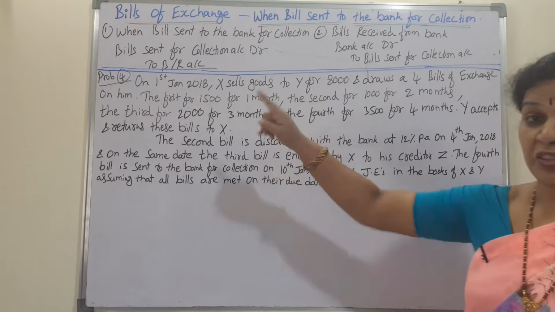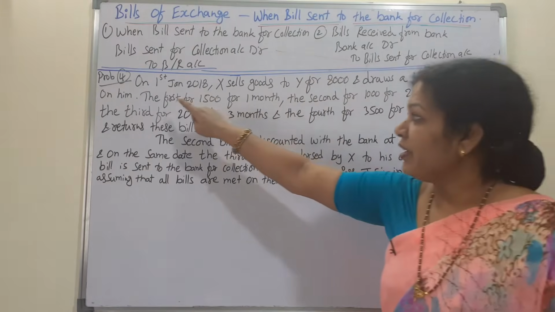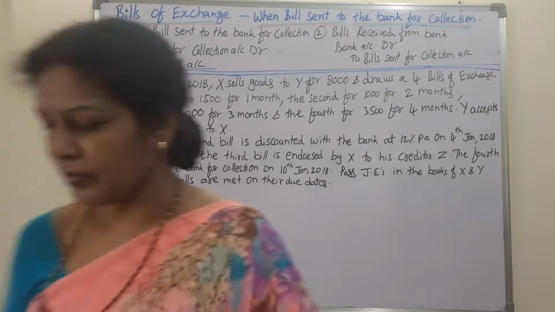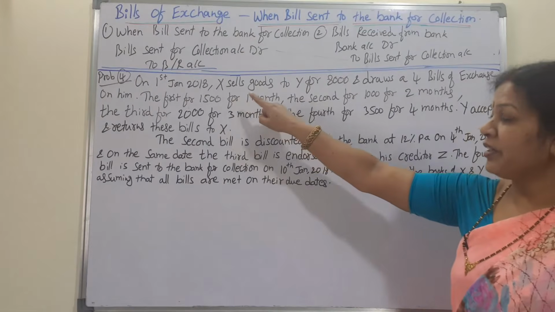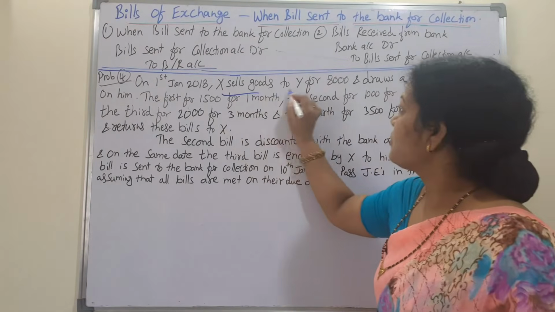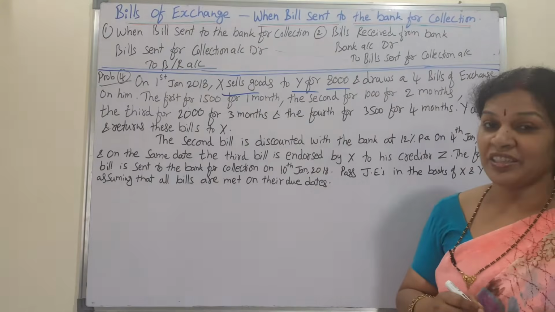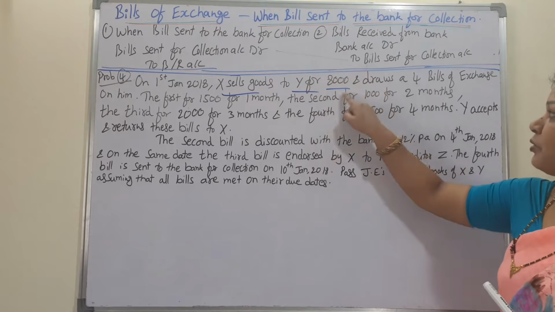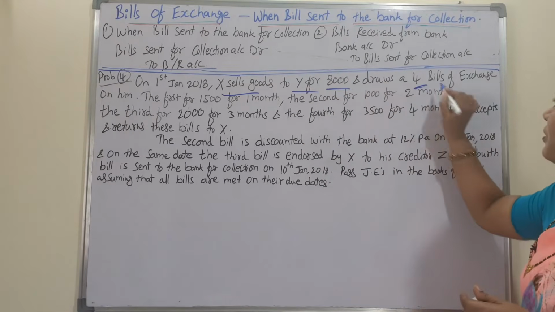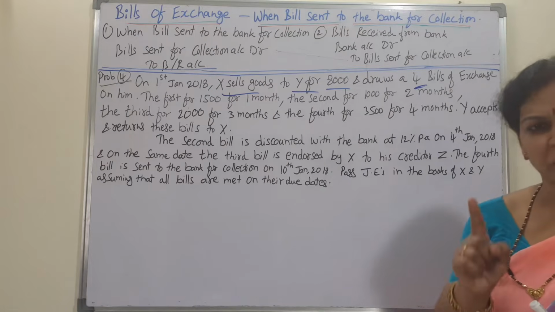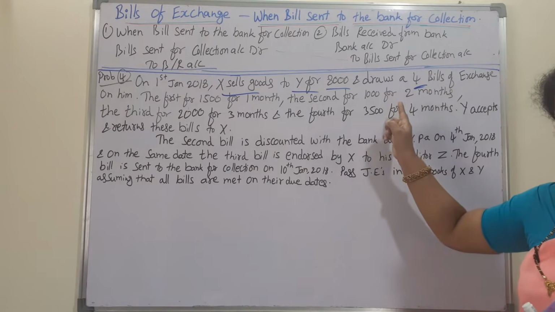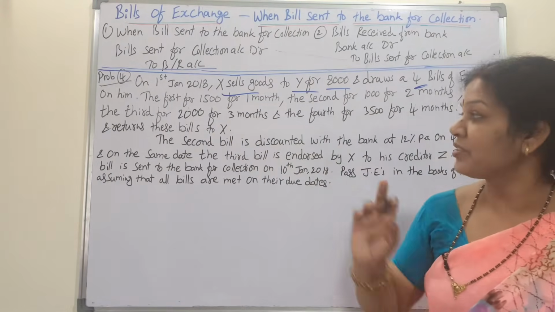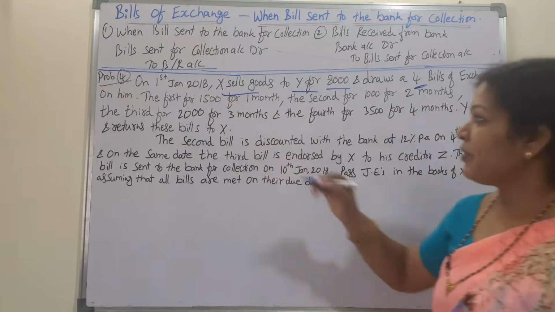This is the fourth problem we are working on. On 1st January 2018, X sells goods to Y for 8,000 rupees. X is the drawer, Y is the drawee. Selling goods for 8,000 rupees, he draws 4 bills of exchange. Generally people write only one bill of exchange, but here X is writing 4 bills on him. Understand the problem first.